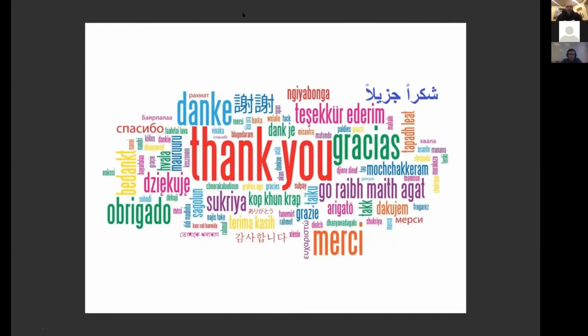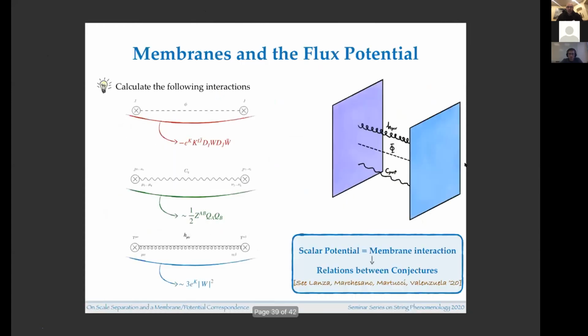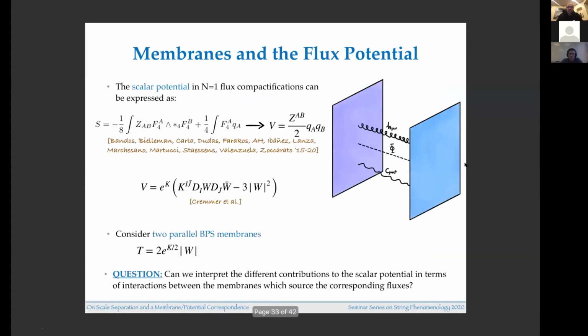While we wait, I don't think I completely caught this. Can you just say again, on the type 2B side, how you were arguing for the no scale separation, in particular the KK scale? Sure.